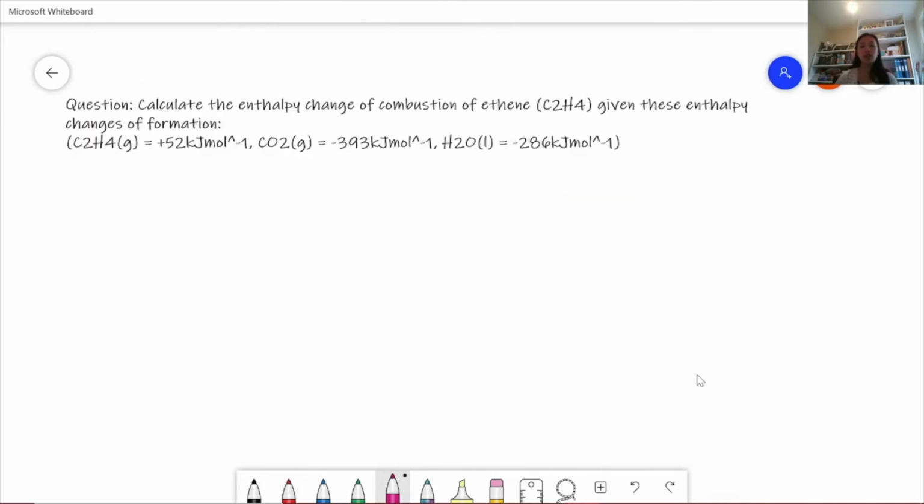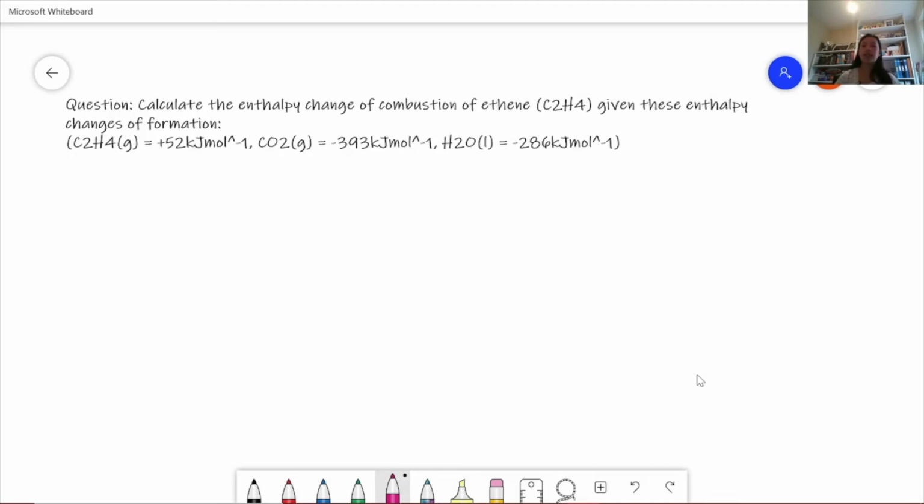Now we're going to look at a question. So feel free to click off the video and try it out for yourself first. So calculate the enthalpy change of combustion of ethene, C2H4, given these enthalpy changes of formation.